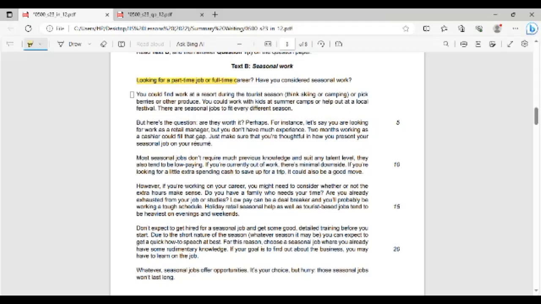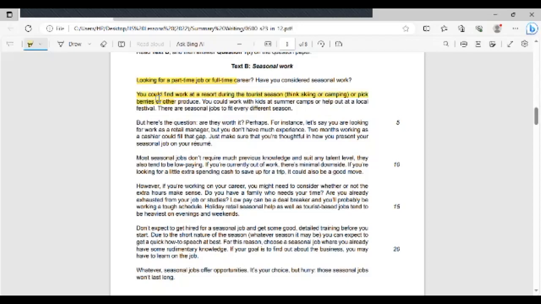All right, okay, so just to save time, look at this. There's an implicit point here because the writer says you could find work at a resort, or you could pick berries or other agricultural produce, or you could work with kids, or you could help at a local festival. Now, those are more or less like four options of seasonal work. Now, the point is not that there are four options. The point is that there are a variety of seasonal jobs. So this simply suggests that there are varieties of seasonal jobs. That is what this tells you.